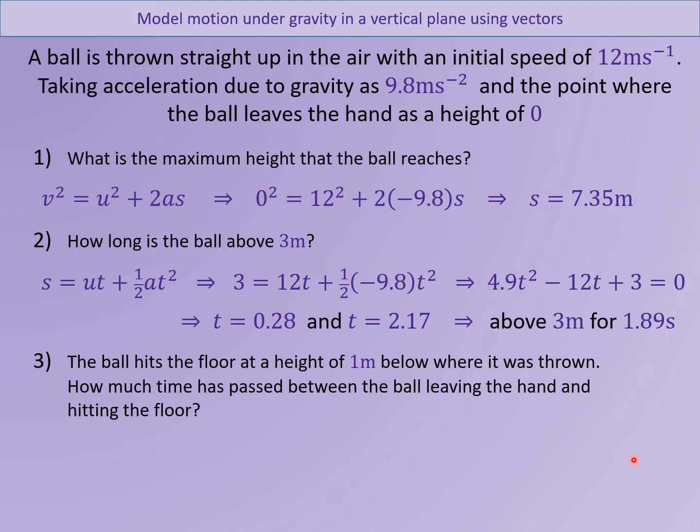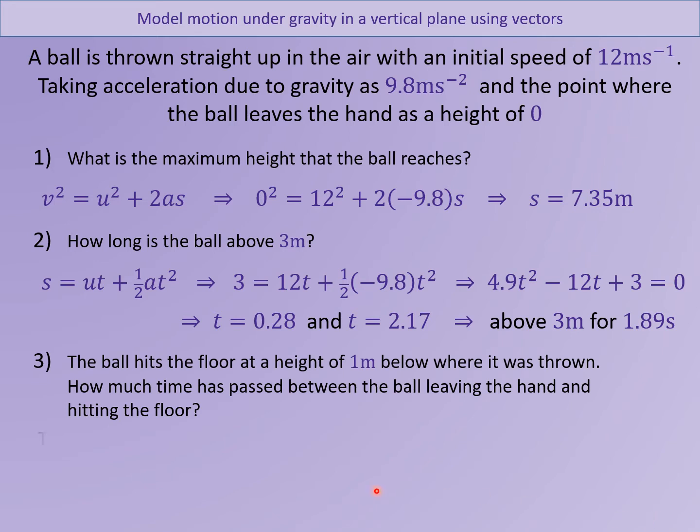So you're best off doing this one in 2 sections. You think I can work out the time it takes to reach the maximum height because I've got a maximum height already. So how long does it take to reach that maximum height? And then how long does it take to travel back on itself from that maximum height plus an extra meter underneath? So how far is it going to travel on the way back down? 8.35 meters. It's got the extra meter. So how long will it take to travel 8.35 meters?